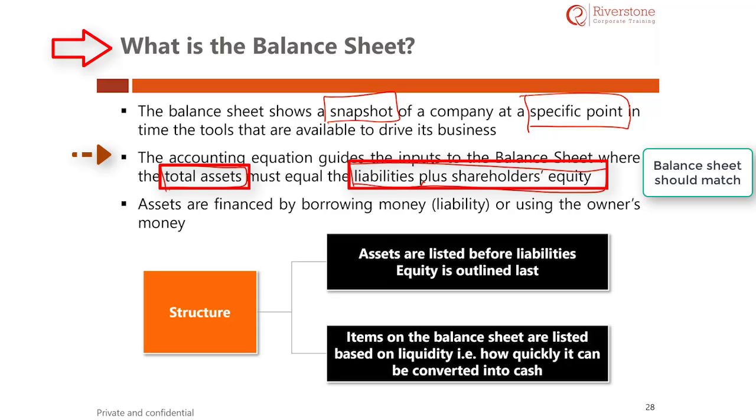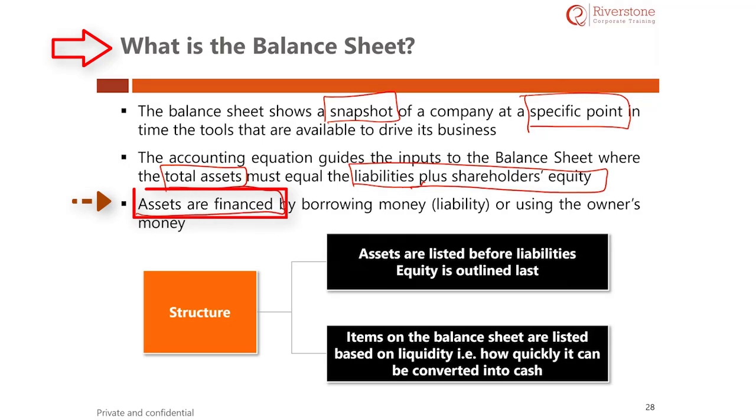Please note that for each year, the balance sheet should match, which means that the assets should equal the liabilities plus the shareholders' equity. If this is not matching, it means there are some problems or mistakes in the balance sheet. In other words, the assets are financed by the liability, which can be obtained by borrowing, or by the owner's equity.